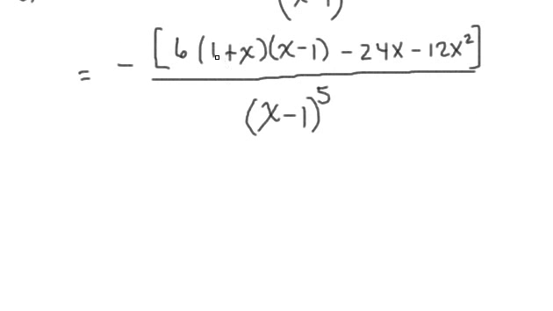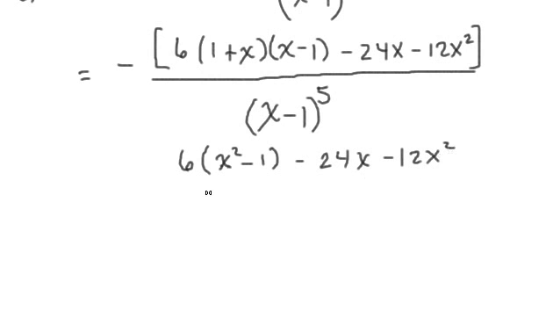I'm going to go ahead and multiply this 1 plus x and this x minus 1. So that's going to actually multiply to x squared minus 1. That would be the difference of 2 squares. Minus 24x minus 12x squared. So we're chipping away at this thing a little bit at a time.